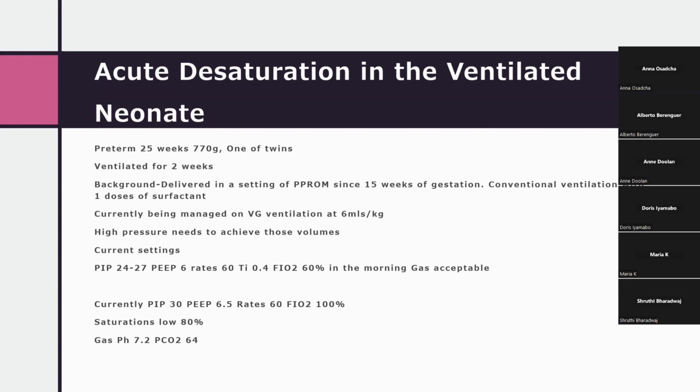for 2 weeks. We're not entirely sure which of the twins had rupture of membranes, so it's there in the history. The initial management of conventional ventilation with a dose of surfactant in delivery suite was followed up by another dose of surfactant 24 hours later. And the baby's now been evolving into a picture of needing quite high ventilation. So volume guarantee at 6 mils per kilo, pressures anywhere between 24 to 28 in order to achieve that tidal volume. We've been in about 60%.